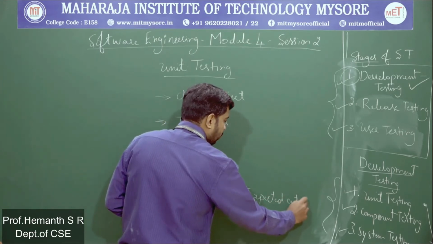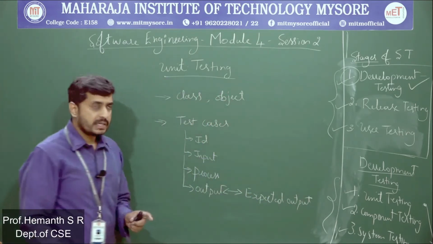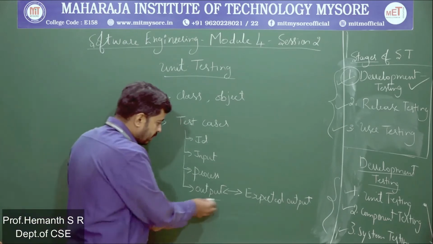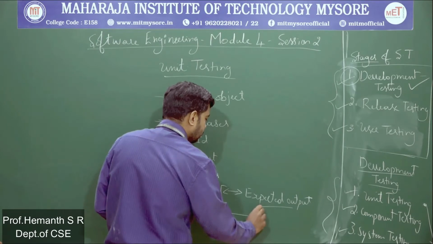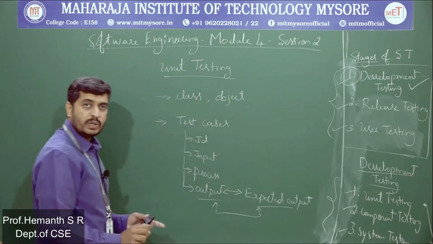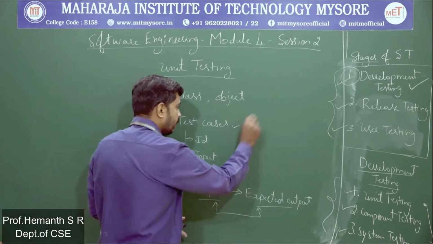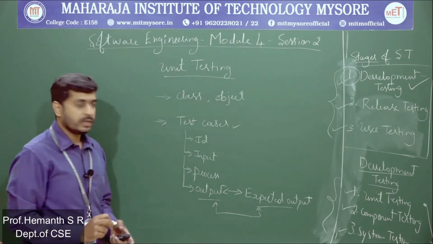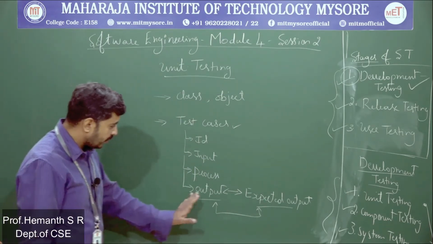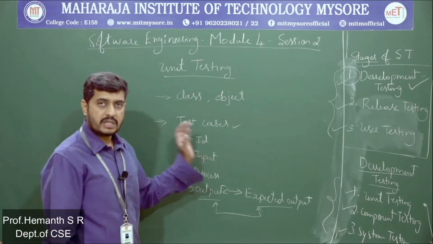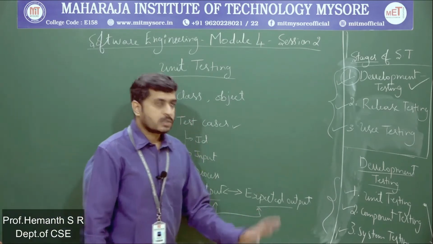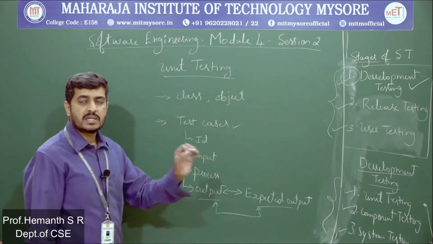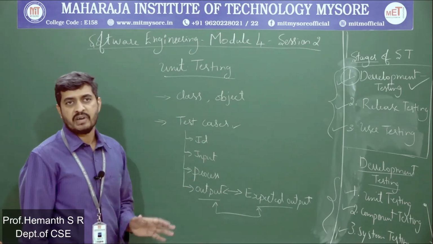So expected output. Now it goes without saying that the output that is obtained because of a test case and the expected output should match. And in that case you declare the test case to be a pass. So meaning that if the output that you get because of a test case is matching with the expected output, the test case is declared to be a pass, else it is a fail.